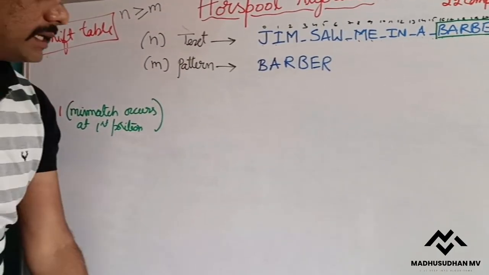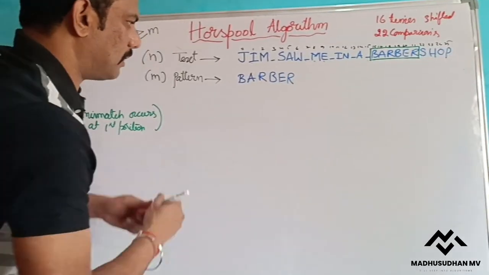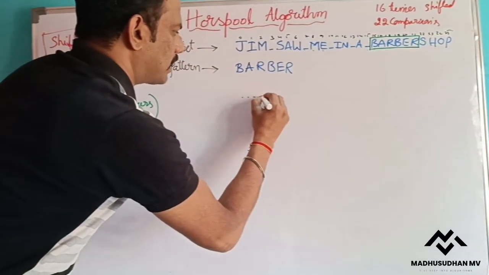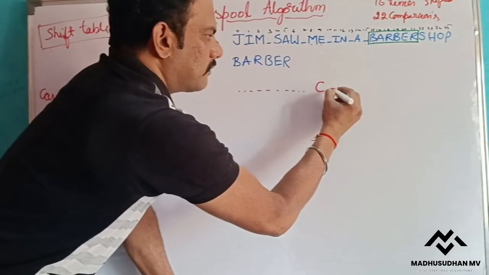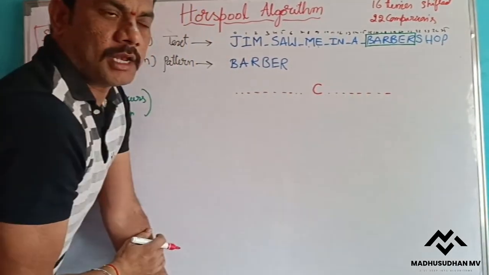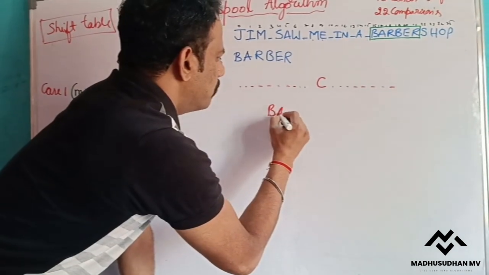Now, let us take the same example. Suppose the text has some characters, and assume there is a character C and some more text. Now I'm searching for the pattern BARBER.